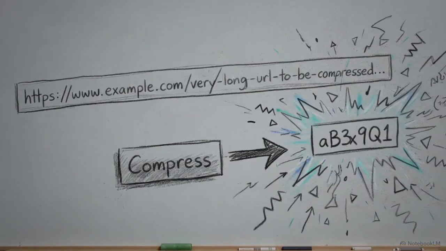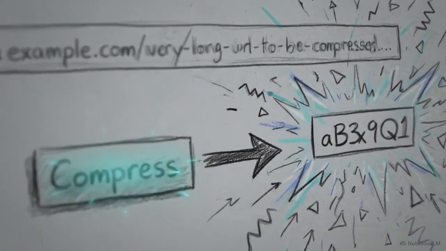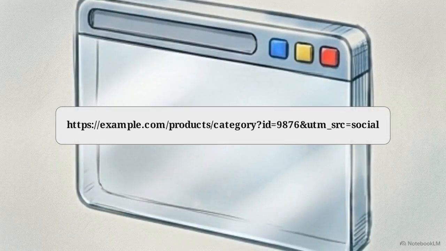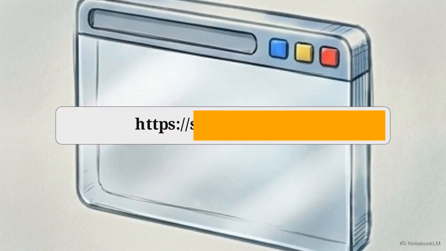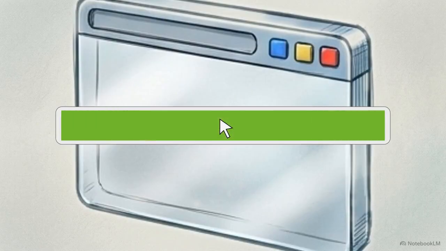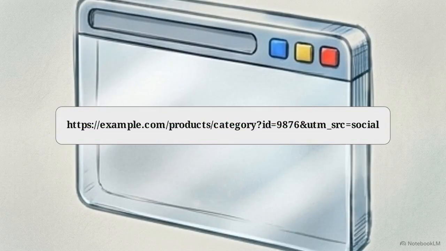Think about the mechanics of taking a massive string of data and forcefully crushing it into a tiny, dense package. A URL shortener does exactly two things. It takes a long web address and converts it into a short string. And when someone clicks that short string, it redirects them to the original destination.